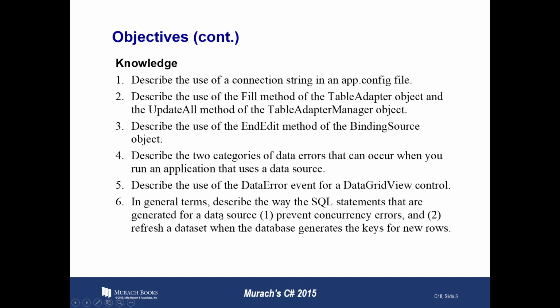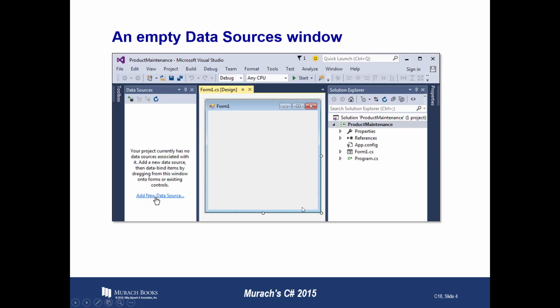For our knowledge objectives, describe the use of a connection string in the app.config file. Describe the use of the fill method of the table adapter object, the update all method of the table adapter manager object. Describe the use of the edit method for the binding source object. Describe the two categories of data errors that can occur when you run an application that uses a data source. Describe the use of the data error event of the GridView control, and finally, in general terms, describe the way SQL statements that are generated for a data source both prevent concurrency errors and refresh a data set when the database generates the keys for new rows.